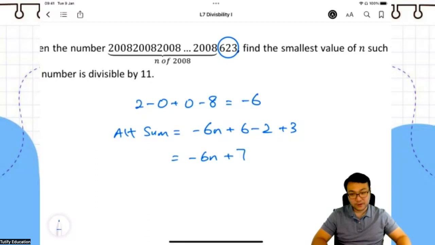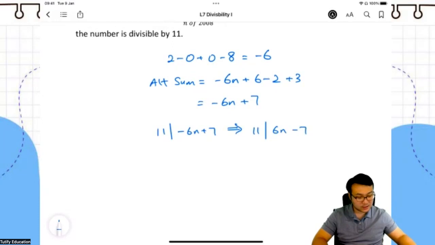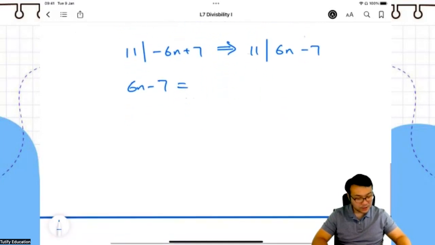Very good. So now I must make sure that 11 divides -6n + 7. Now, I don't really like the negative sign there. Let me just multiply everything by -1. Then this becomes positive, this becomes negative. Okay, what are the possible values of 6n minus 7, which will allow me to divide it by 11?